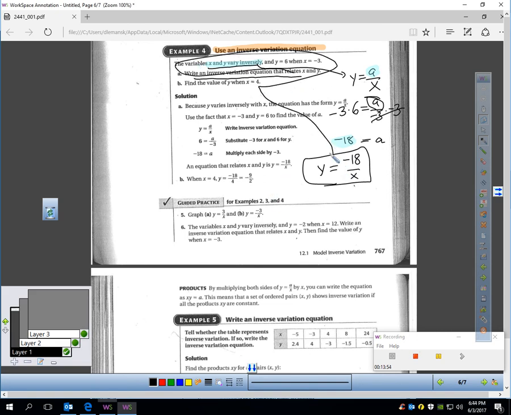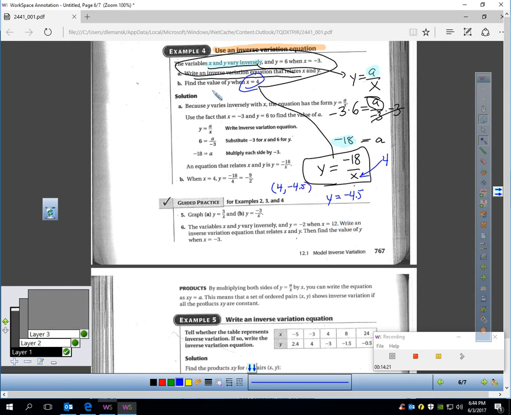Now there's a part B. Find the value of y when x is 4. Well, that's easy enough. I'll just take x, which is 4, and plug in a 4 right here. I'll take my calculator and do negative 18 divided by 4, and that should give me negative 4.5. So if I plug in 4 for x, I get negative 4.5 for y.